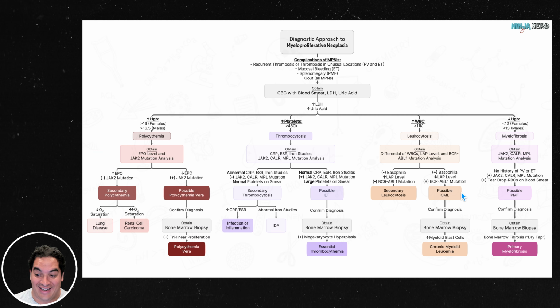Wow, that's a lot. We hit a lot here with this approach. The question now becomes, I figured out what the cause is. I figured out the disease. How do I manage it when a patient's hemoglobin and hematocrit are high? How do I manage the thrombocytosis? How do I manage the leukocytosis? How do I manage the bone marrow fibrosis? And even more than that, how do I manage the complications of these diseases?